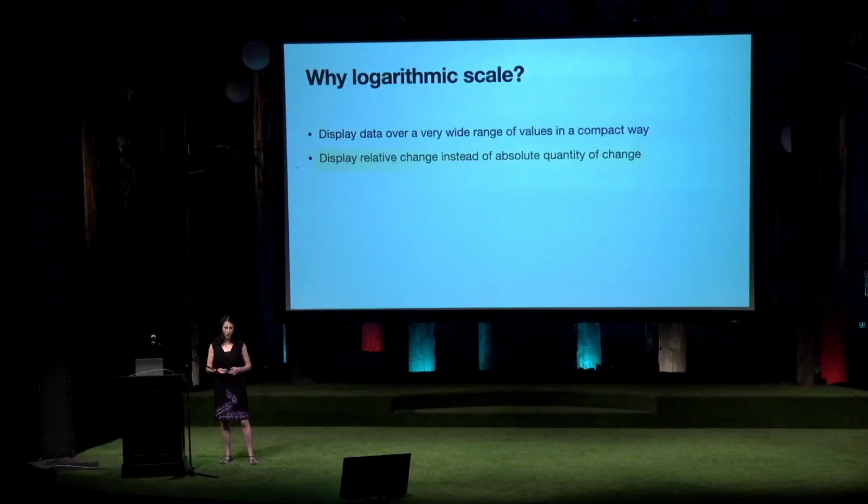Now, I'm going to move on to another reason why we may be using logarithmic scale, and that is to display relative change instead of absolute quantity of change. And I think we understand this best when we talk about losing money. So if you bought stock at $20, and if you lost $10, that is a 50% loss. But if you bought stock at $100 and you lost $10, that is a 10% loss. So it doesn't really matter that you lost $10. What matters is the relative quantity or proportion of what you lost.